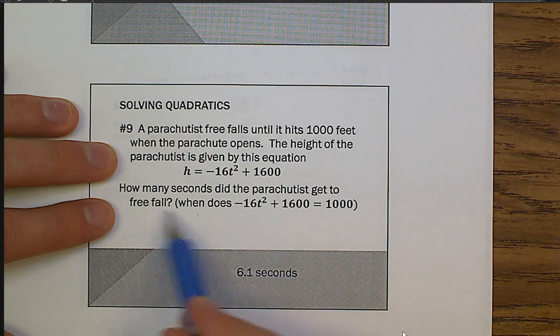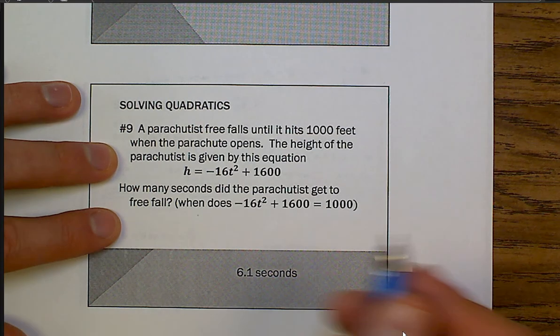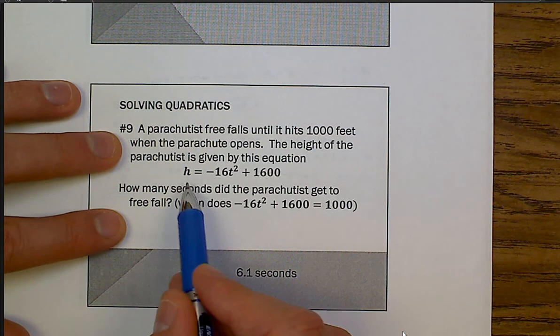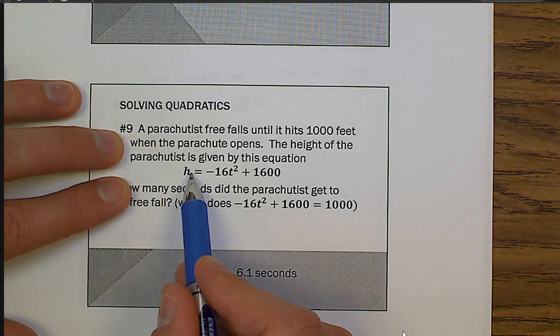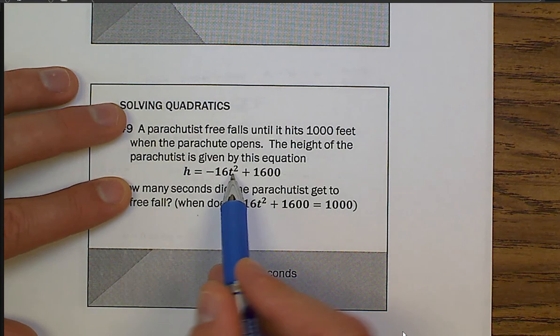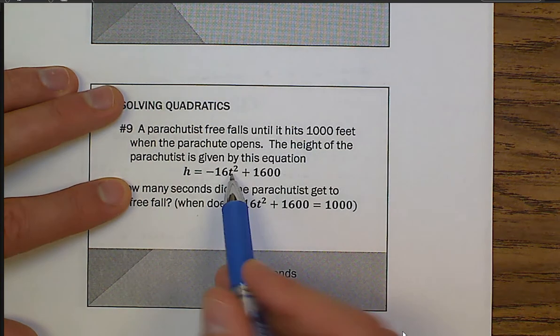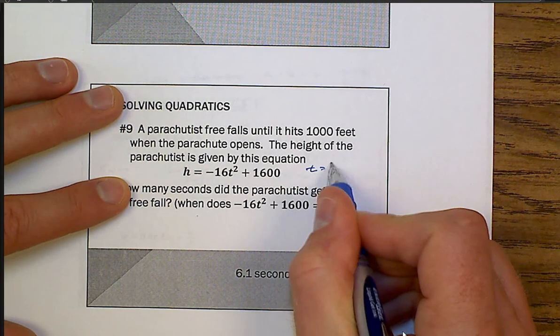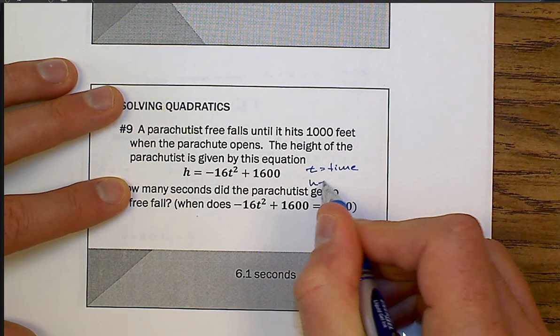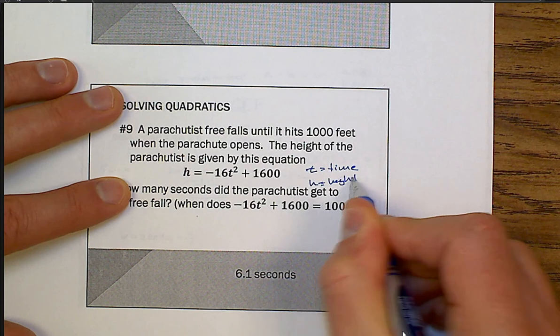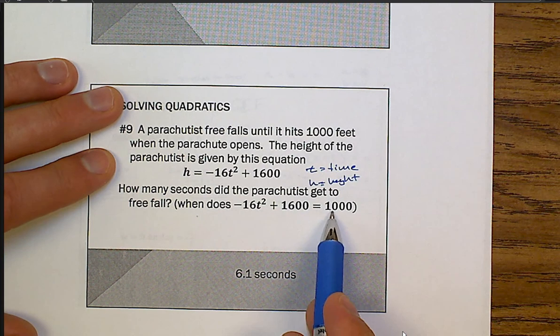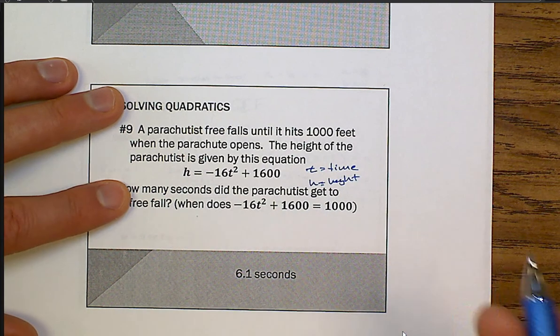When it does is this. So we put in 1,000 feet as h because we want to know how long he was able to free fall when he got to 1,000 feet. t stands for time here. h obviously is going to be height. Always important to write down the variables. And you can see here we've plugged in the 1,000 for h. Now, we want to set this equal to 0.